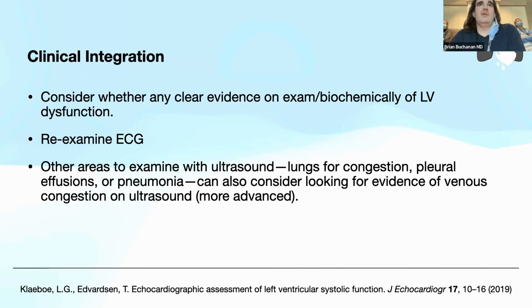But also look for other findings, for example, pulmonary congestion. B lines and pleural effusions would support that this is perhaps left-sided failure. There are also suggestions to look for venous congestion, which gets more advanced and a little more contentious. But in any event, integrating it is probably the most important part and really requires you to put on your clinician hat.